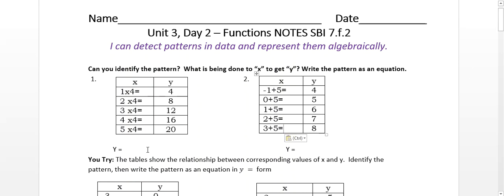So then let's try to write these as equations. If I'm multiplying by 4 here, I'm going to multiply 4 times x, or just 4x. Over here, because I'm adding 5 to my x value, I'm going to have x, and then we're adding 5 to that value in order to get y.